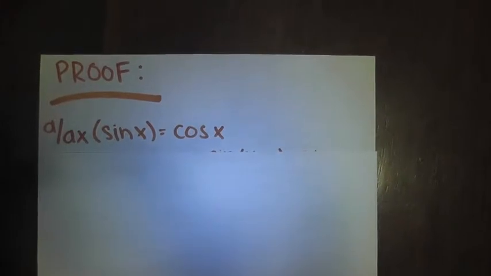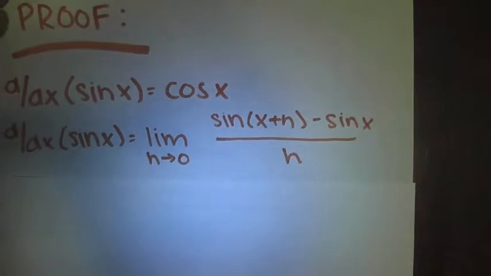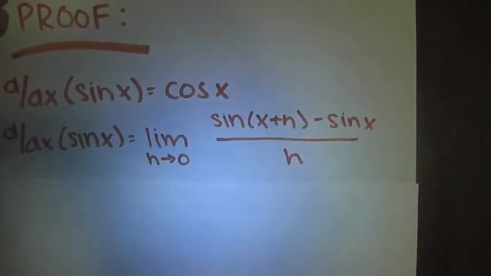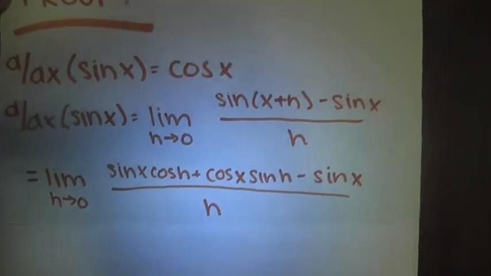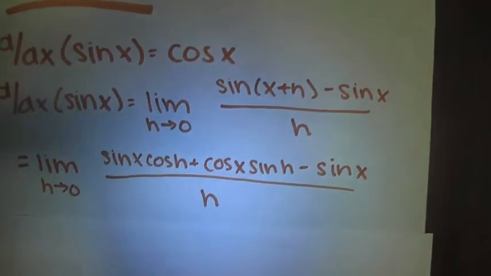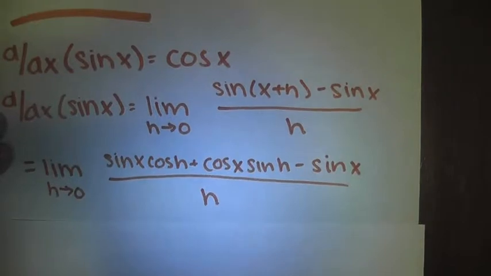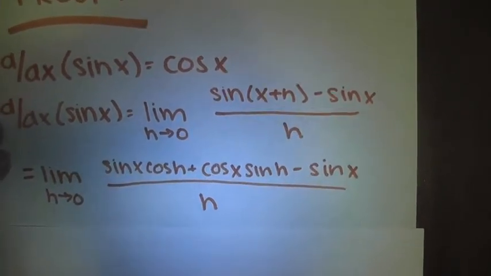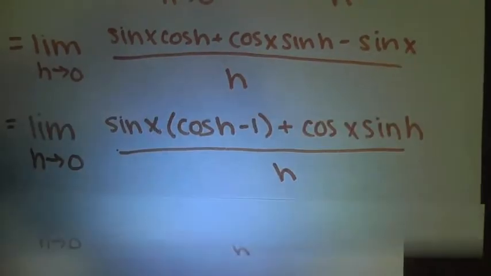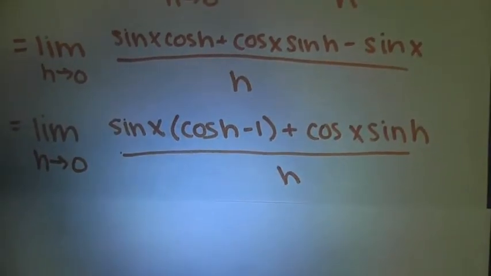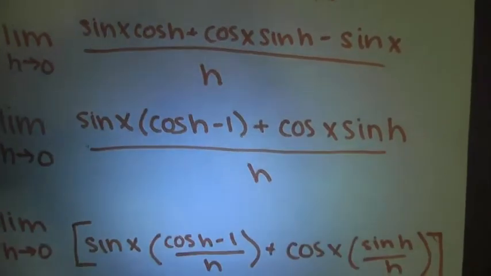This is analytically proving that the derivative of sine x is cosine x. First, we use the definition of derivative on sine x: the limit as h approaches 0 of sine of x plus h minus sine x over h. Then, using the angle sum identity, you get the limit as h approaches 0 of sine x cosine h plus cosine x sine h minus sine x over h. From there, you factor out a sine x to make it sine x times the quantity cosine h minus 1 plus cosine x times sine h over h.